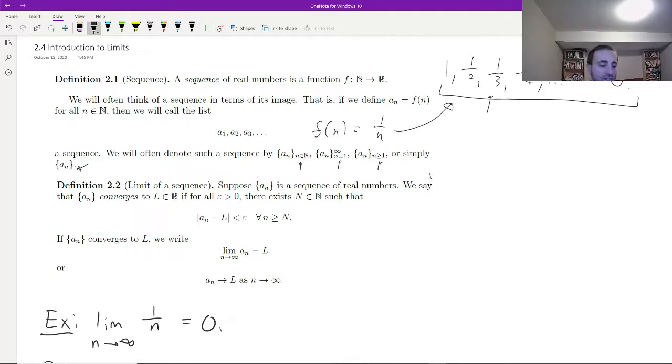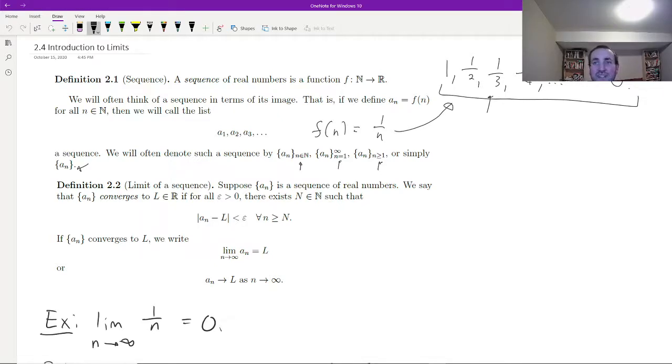And so here's the definition. And this is one of those definitions where the order really matters. So we're going to pay some attention as we say it. We say that a sequence a_n converges to a number L if, for all epsilon greater than 0, there exists a natural number N in the naturals such that the absolute value of a_n minus L is less than epsilon for all n, little n bigger than big N.